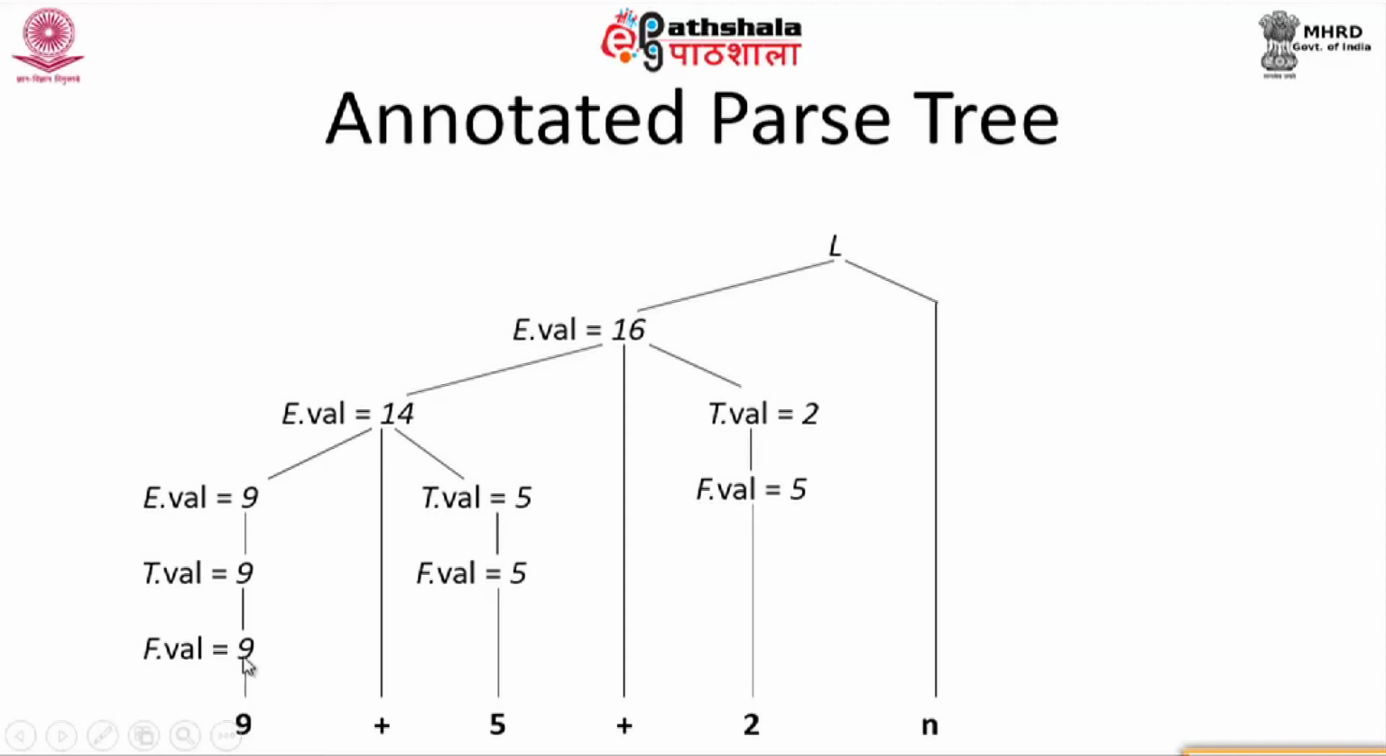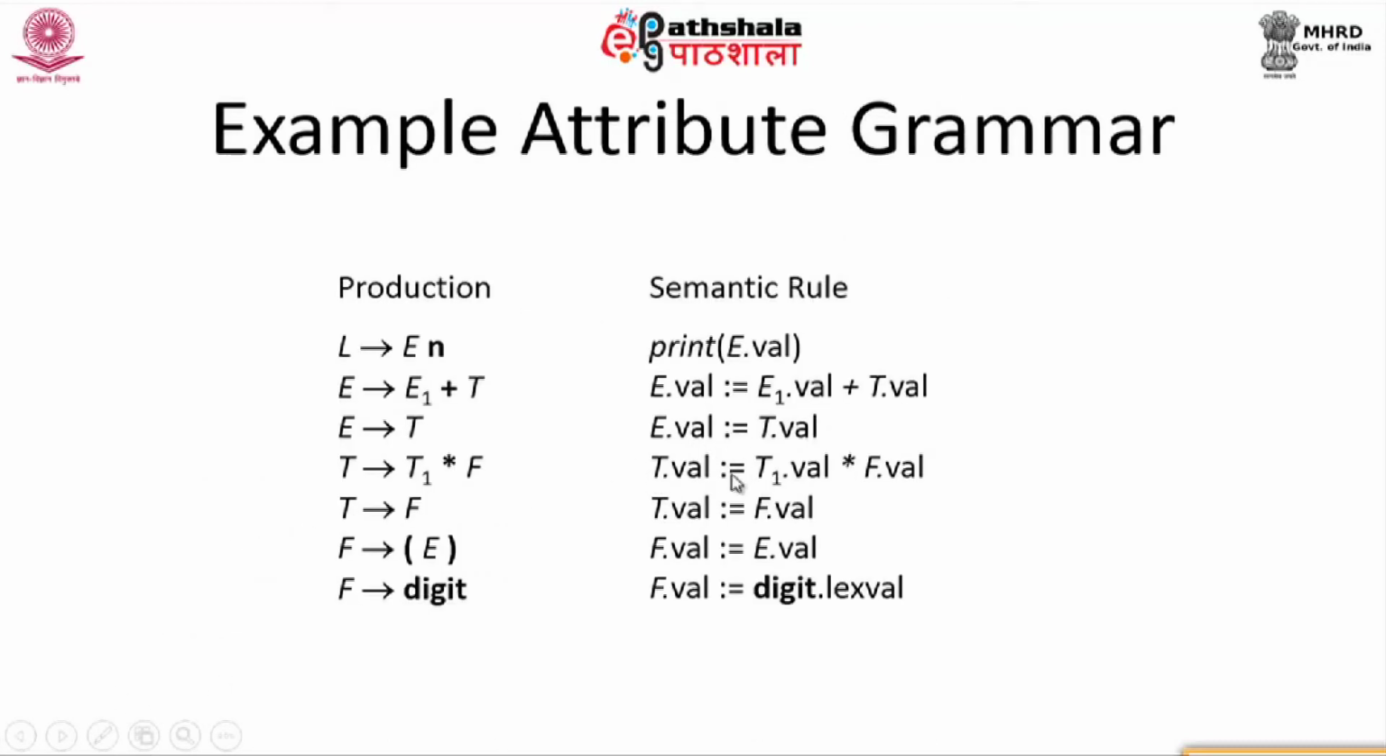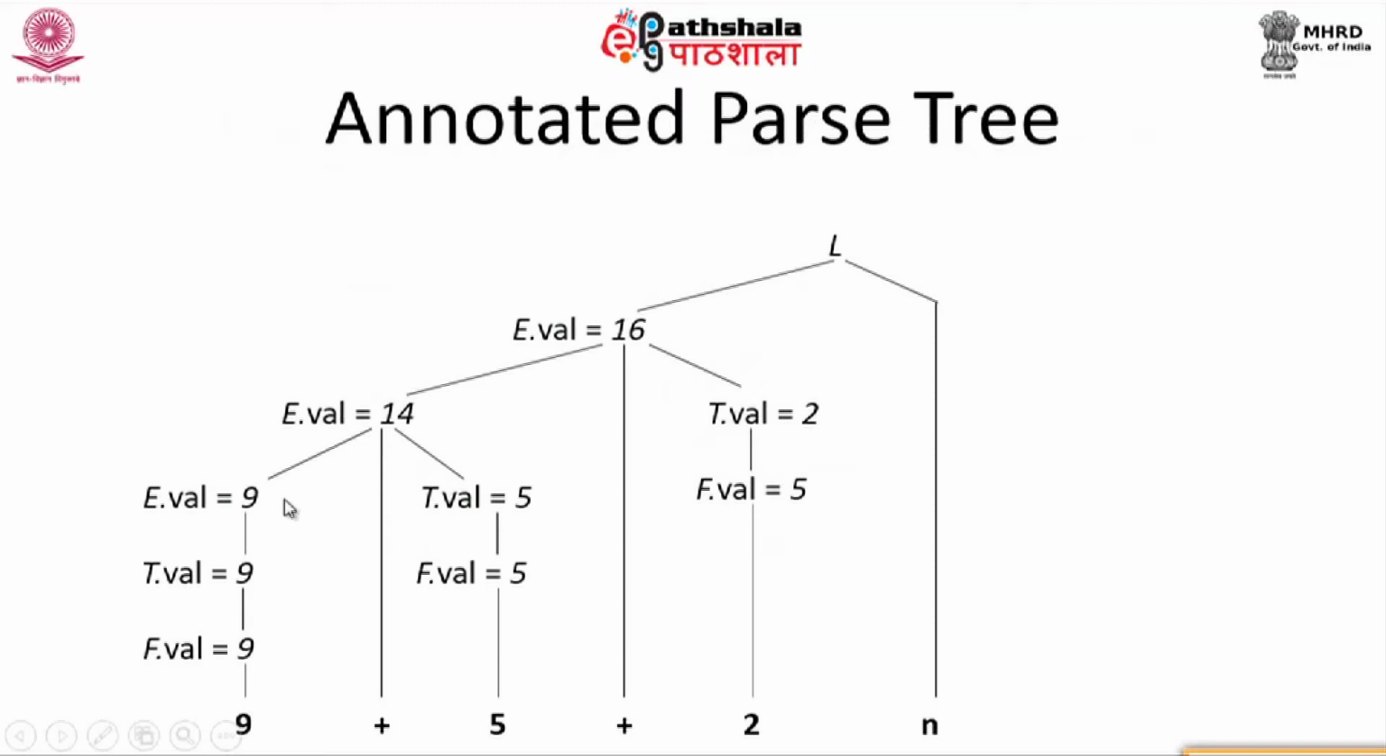If I simply assign values, I know that F dot value is nothing but the lexical value of the digit. So I will get 9 here, similarly I will get the value 5 here, similarly I will get the value 2 here. Okay, this is 2, there is a typo here. Then this T dot value is also equal to simply F dot value. So I copy 9 here, similarly I will copy 9 here, because as you can see, this production E produces T has E dot value equal to T dot value. So this corresponds to E produces T, so I can copy the values as they are.